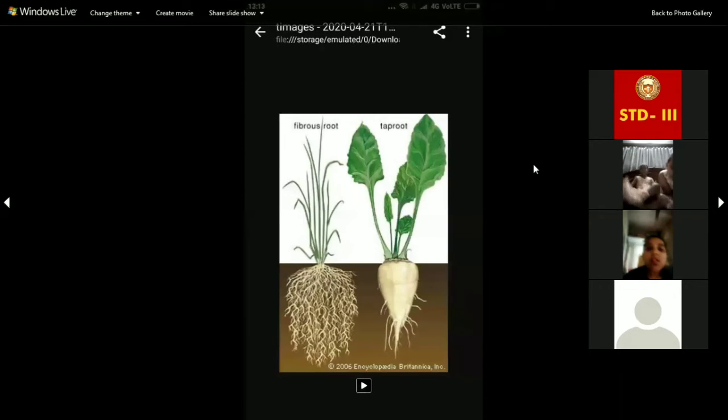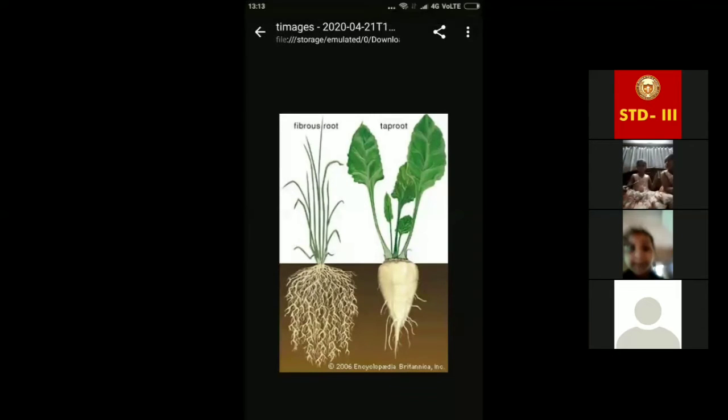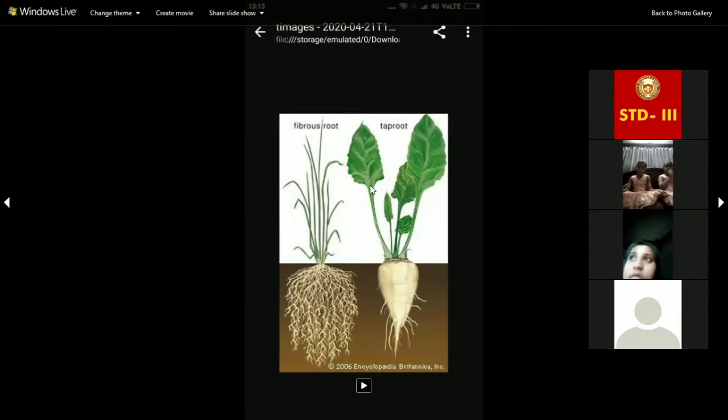Now from this picture, you can also see the different types of roots. In the last class, I told you that two different types of roots are there, the tap roots and the fibrous roots. At the right side of this picture, the root is an example of a tap root, and the picture at the left side is an example of the fibrous root.